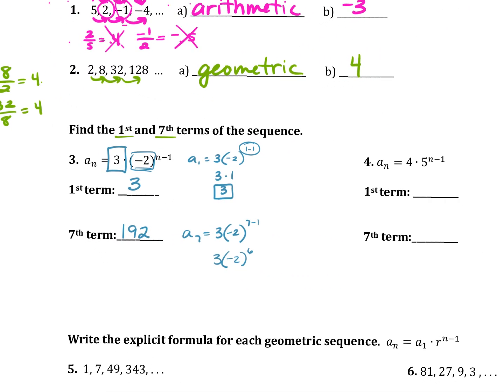Okay. Do you know what the term after that would be? It's going to be a negative, right? Because you're multiplying by a negative 2 each time. So it's going to go positive, negative, positive, negative, positive. Well, it's going to go negative, positive, negative, positive.